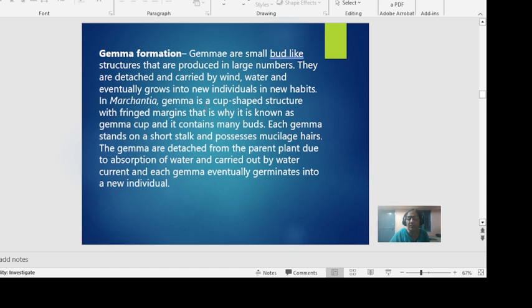The gemma cup is a cup-shaped structure with fringed margins, and each contains many gemmae. Each stands on a short stalk and possesses mucilage hairs. The gemmae are detached from the parent plant due to absorption of water and carried away by water currents, and each gemma eventually germinates into a new individual.